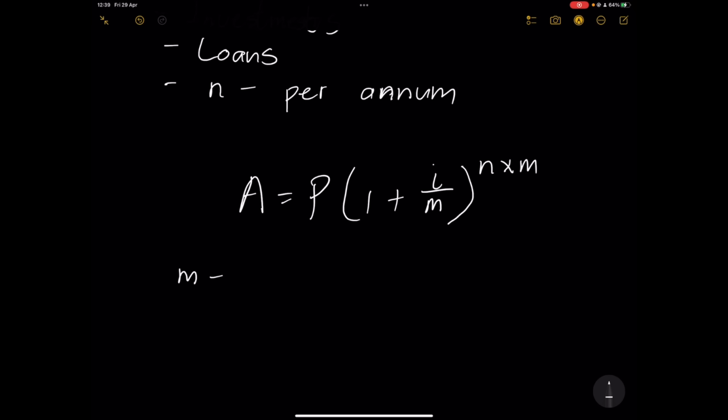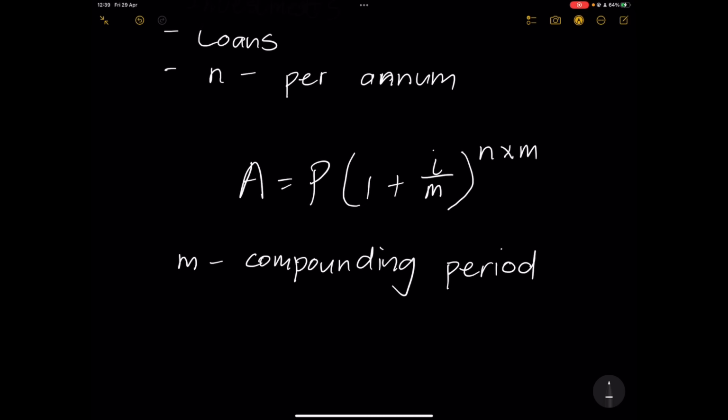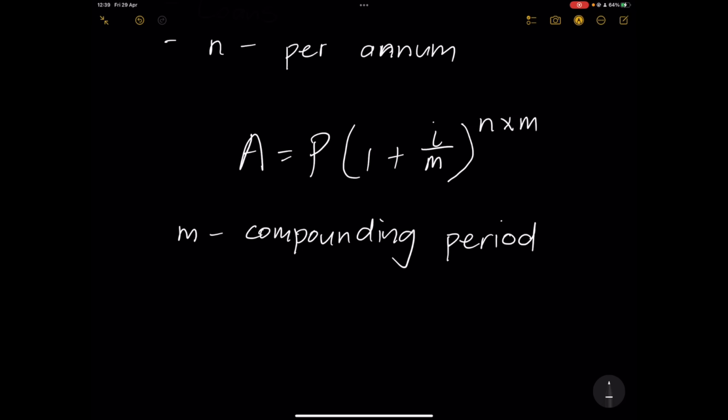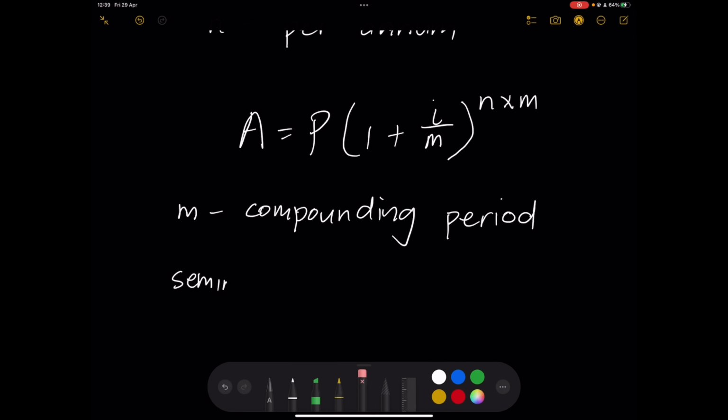Let's say m is the compounding period, or in this case the number of times that interest is added per year, right? So if they say to you interest is compounded semi-annually, then we know that the value of m is equal to 2.